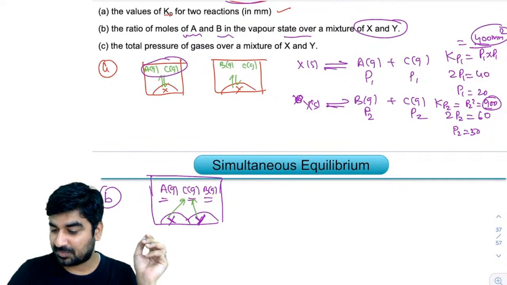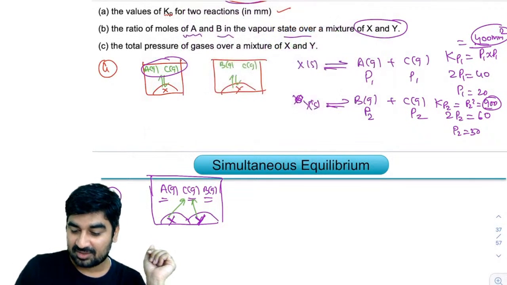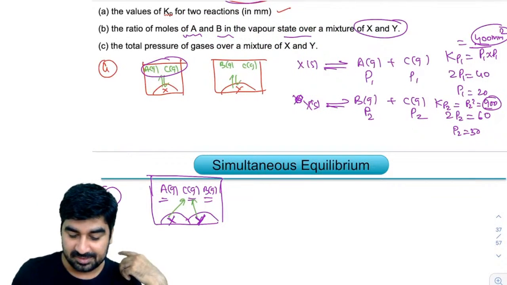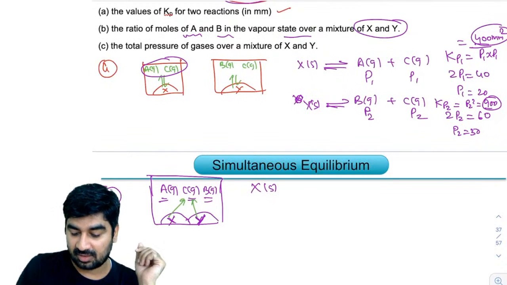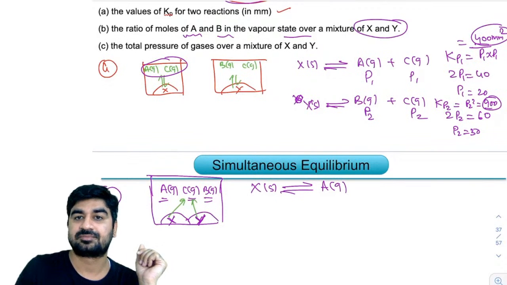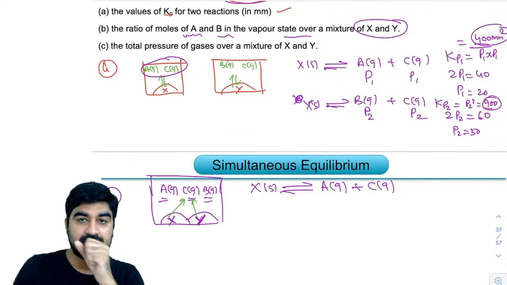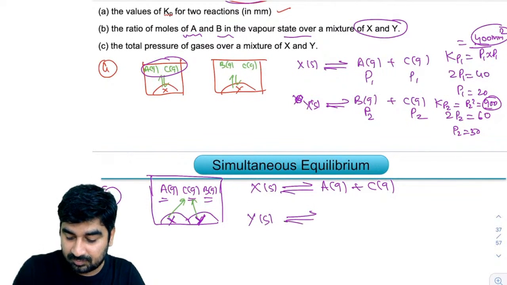So let's see, Unacademy, how many of your answers are right. So first one you did not answer. You directly answered B and C. So I will check it now. X solid, if X solid is giving you A gas and C gas, and Y solid is giving you B gas and C gas.